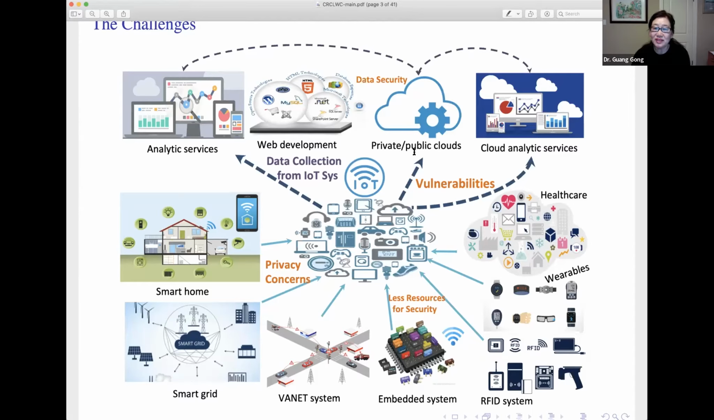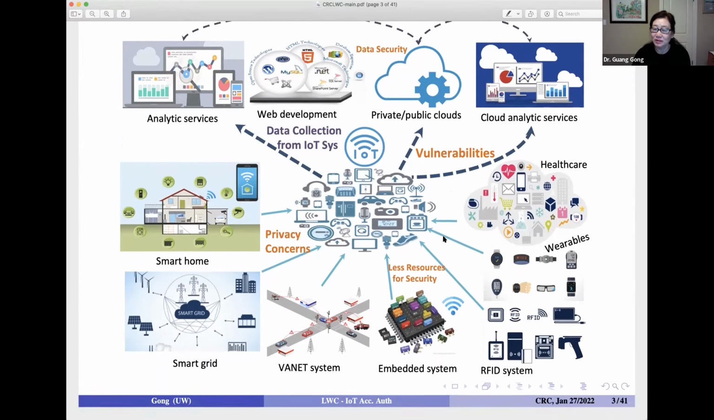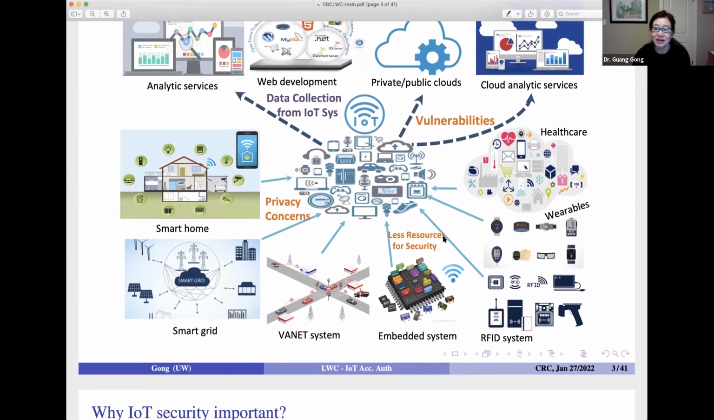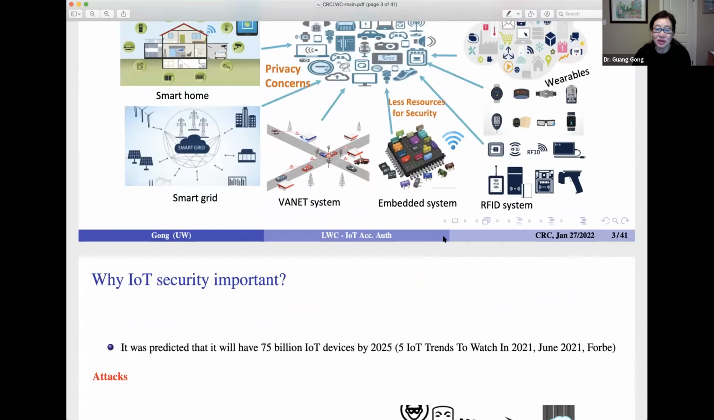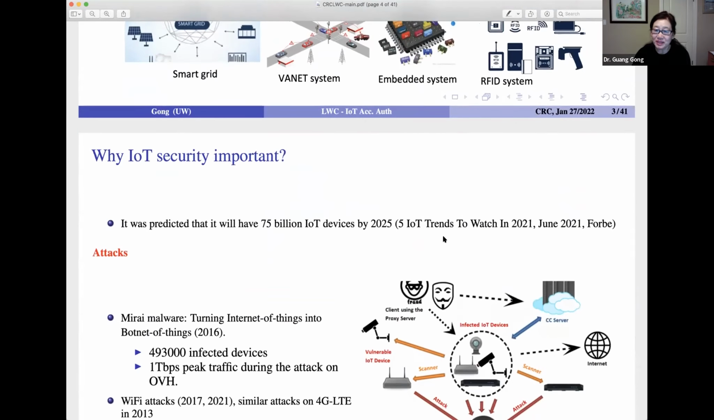However, those applications impose many privacy and security problems. The reason is that those IoT devices are very cheap devices compared with general laptops and iPhones or mobile phones. Okay, so why is it so important?